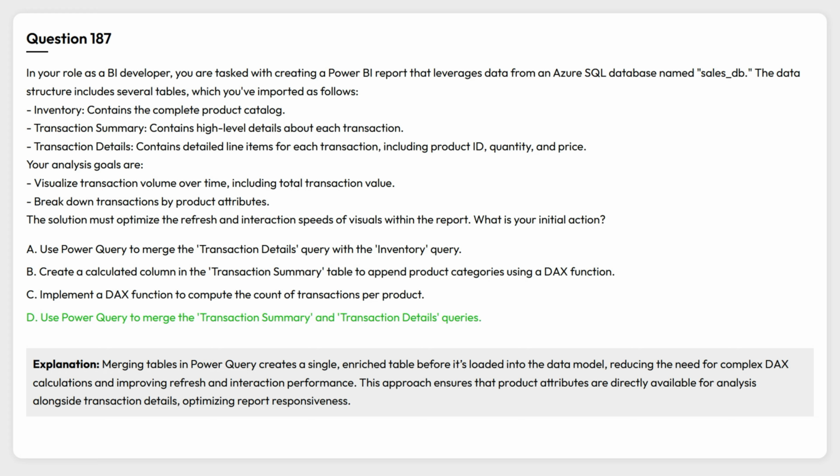Merging tables in Power Query creates a single enriched table before it's loaded into the data model, reducing the need for complex DAX calculations and improving refresh and interaction performance. This approach ensures that product attributes are directly available for analysis alongside transaction details, optimizing report responsiveness.